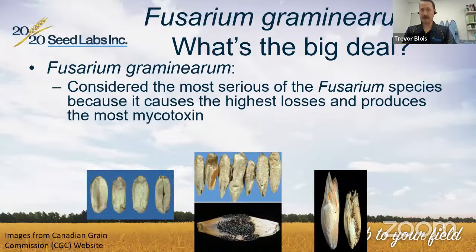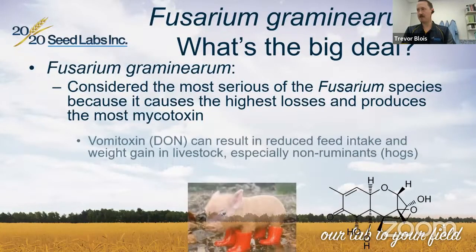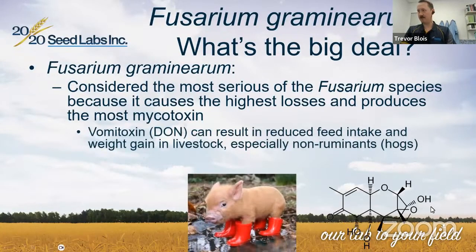And Fusarium graminearum, other species do cause Fusarium head blight, as I said, but Fusarium graminearum is the most aggressive. It causes the most yield losses in the field. It produces the most mycotoxins. So that's why there is kind of a focus on Fusarium graminearum over those other species. So that's what the molecule of deoxynivalenol looks like.